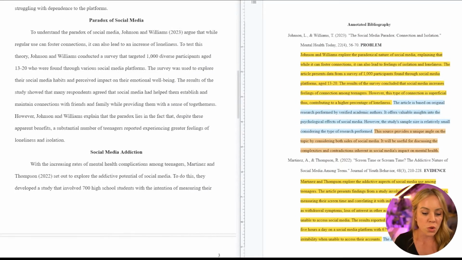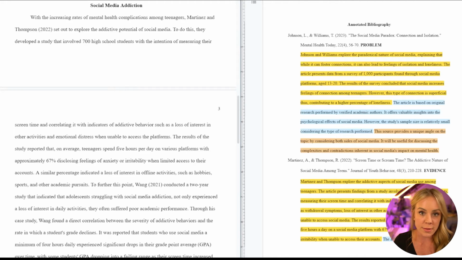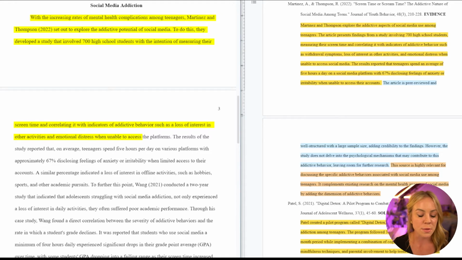So moving on to the social media addiction section heading, now we're ready to provide the evidence. So let's go ahead and read through this section. To start, we have: with the increasing rates of mental health complications among teenagers, Martinez and Thompson set out to explore the addictive potential of social media. To do this, they developed a study that involved 700 high school students with the intention of measuring their screen time and correlating it with indicators of addictive behavior such as the loss of interest in other activities and emotional distress when unable to access the platforms.